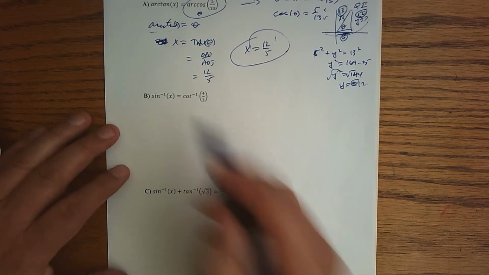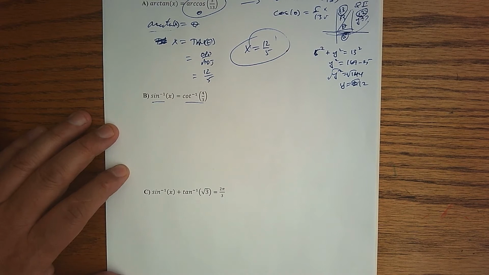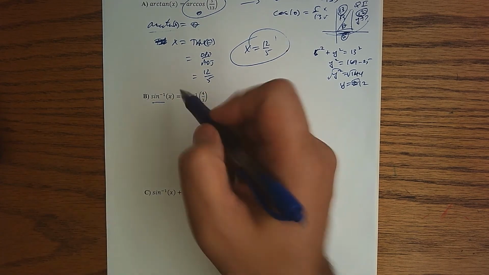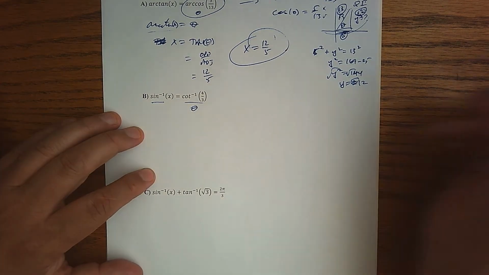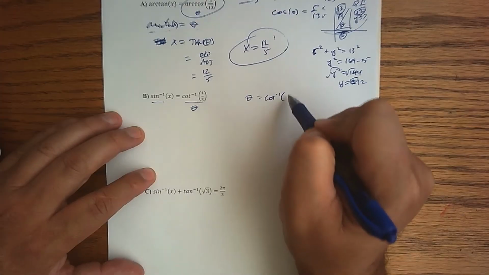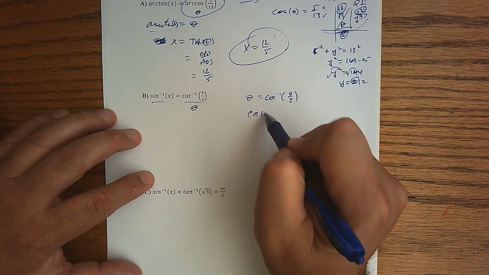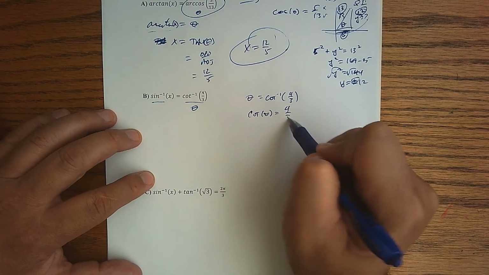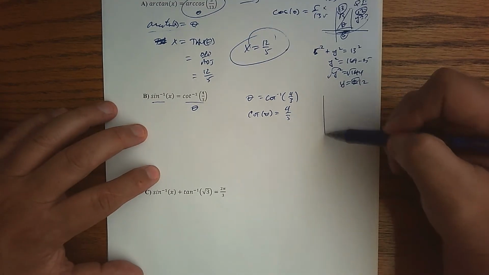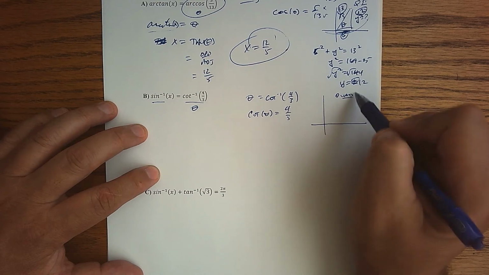So here we have the arc sine of x is equal to the inverse cotangent of 4/3. Well, again, this is equal to some theta. So theta is equal to the inverse cotangent of 4/3. What this means is that the cotangent of theta is equal to 4/3. So again, drawing another right triangle. Because we're positive, again, we are sitting in quad number 1.